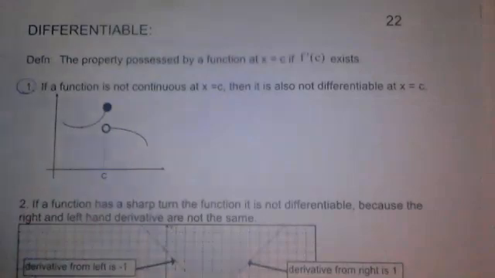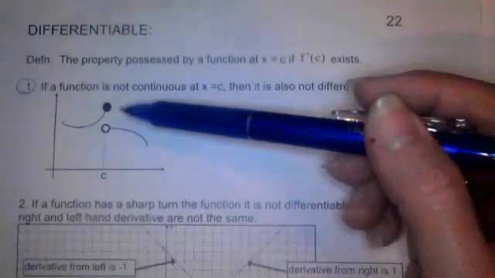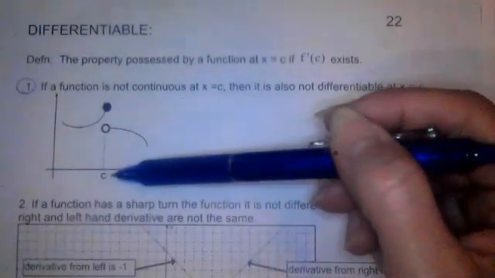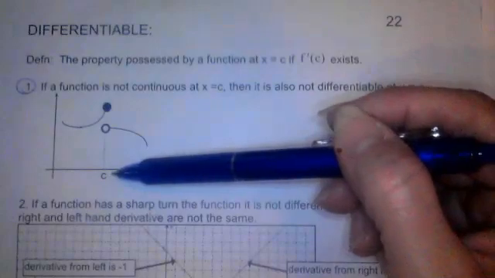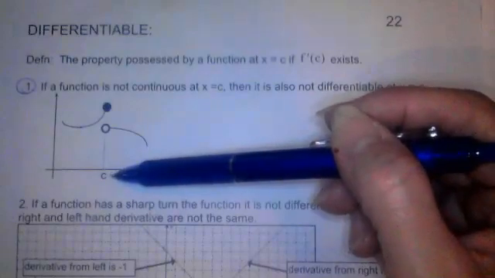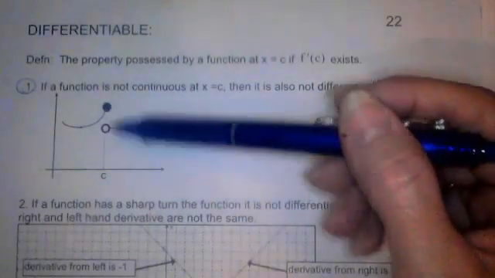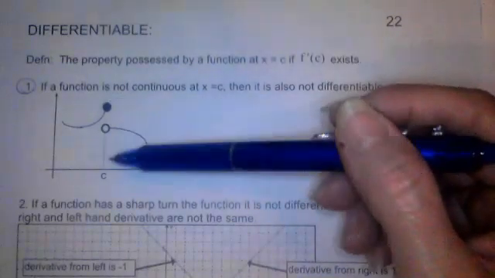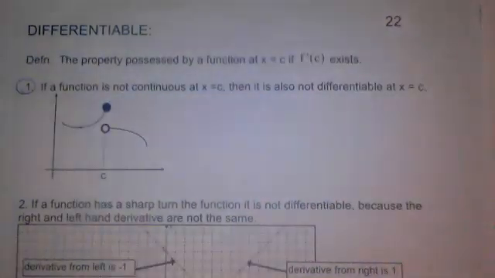So remember, continuous, as far as the definition of continuity goes, says that the limit exists at c, and that the value exists at c, and the value and the limit are the same. So there's no breaks, no jumps, no holes, no asymptotes. So any place that would happen, you're not going to be able to take the derivative.